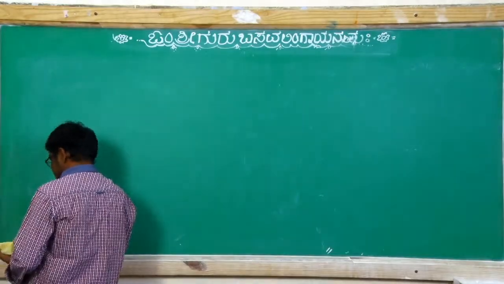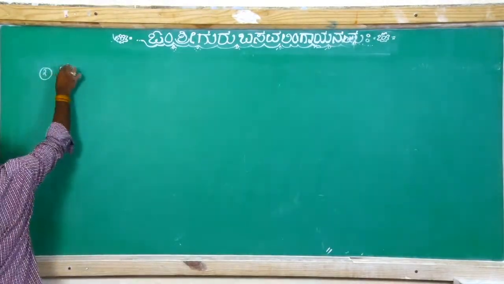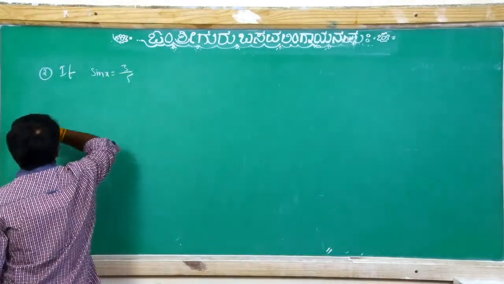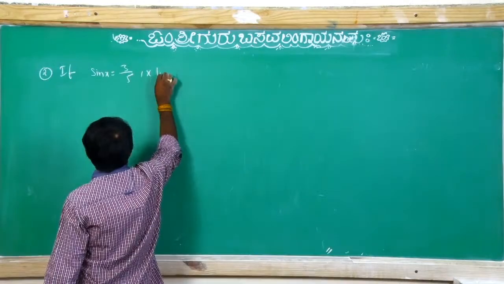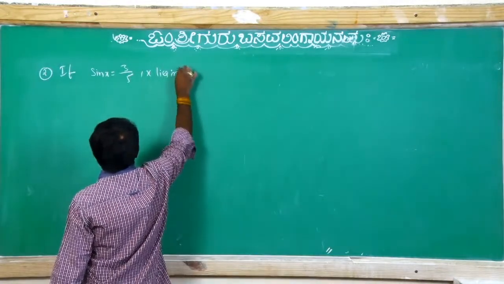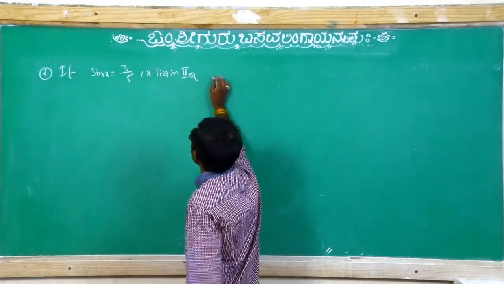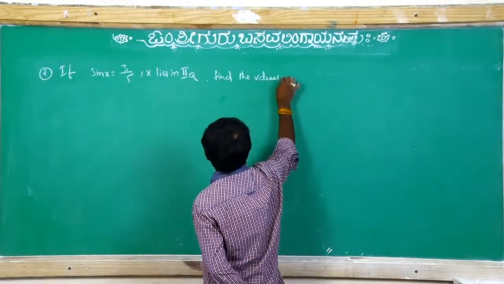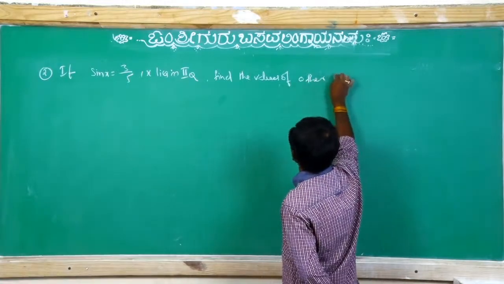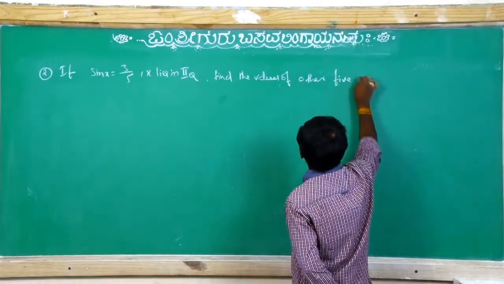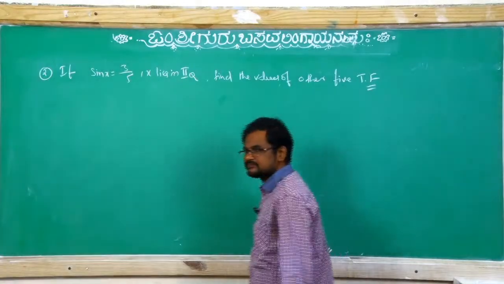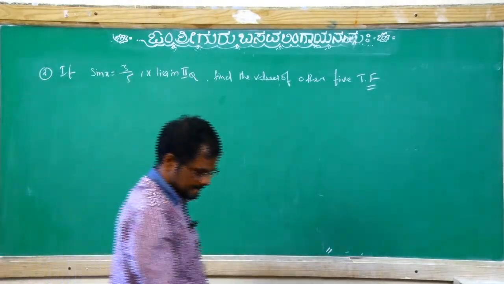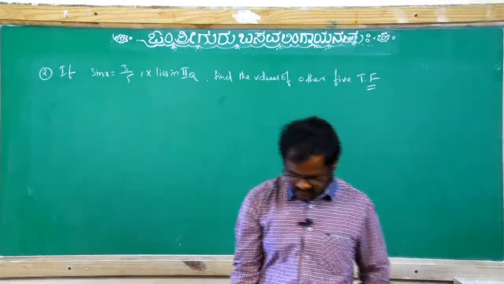Second problem. If sin x equal to 3 by 5, x lies in second quadrant. Find the values of other 5 trigonometric functions. First, you have to do.